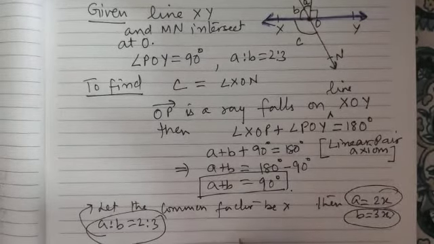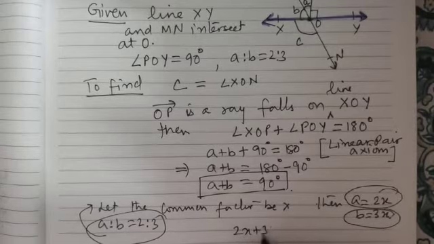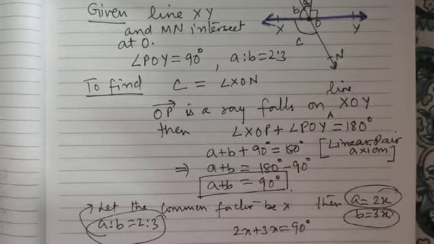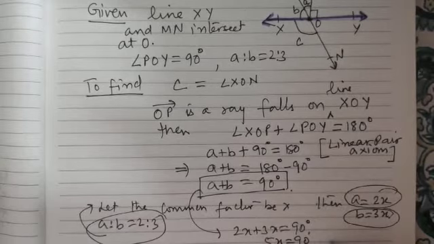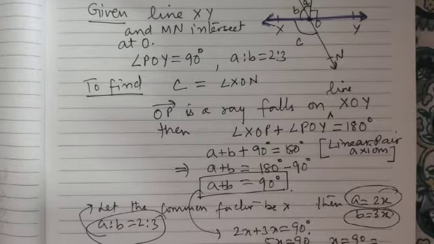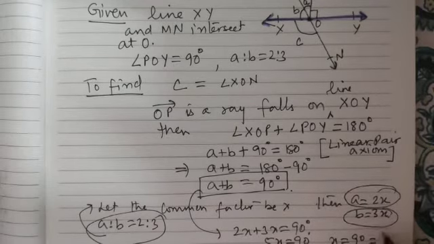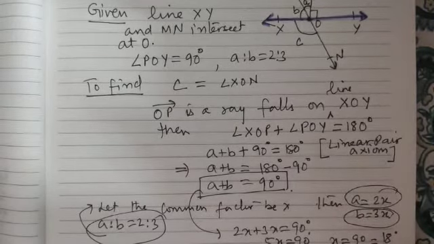So from here we can say that 2X plus 3X will be 90 degrees. We have just put the values of A and B in this equation. And we get 5X is equal to 90 degrees. So what is X? X is 90 upon 5. Yes, tell me what is the answer? Tell me fast. Yes, it is 18 degrees. So X is 18.